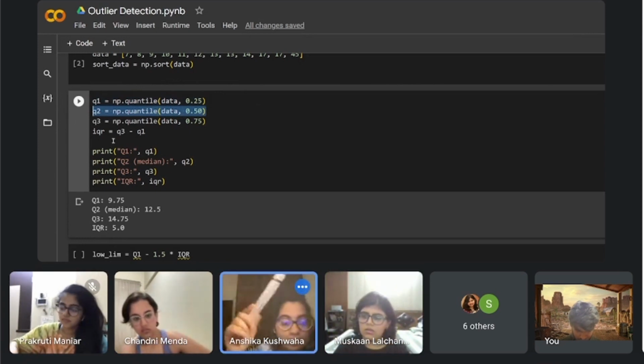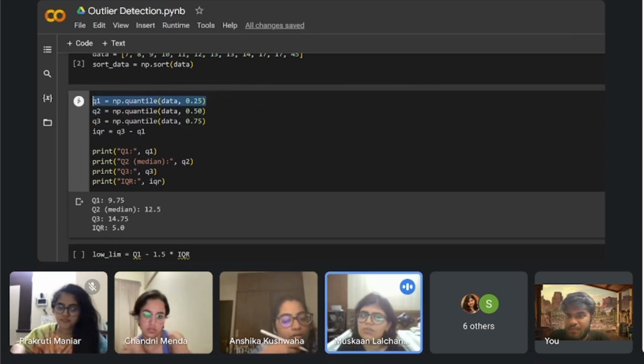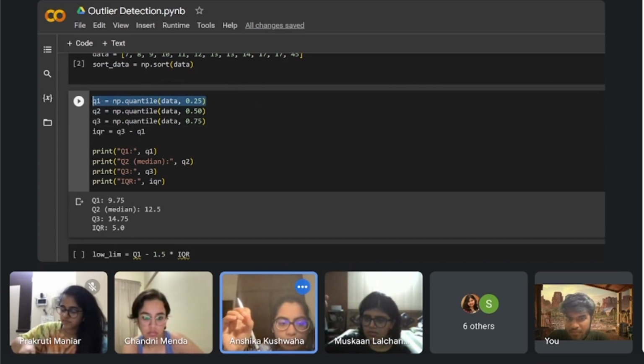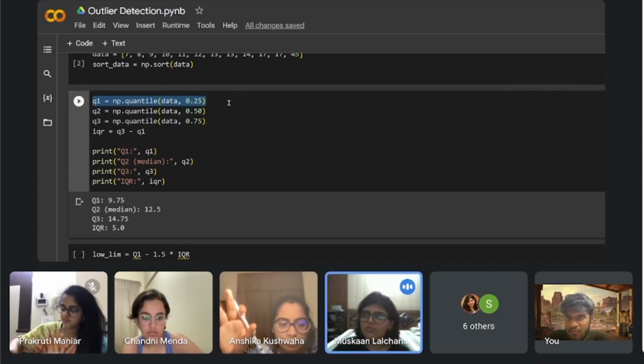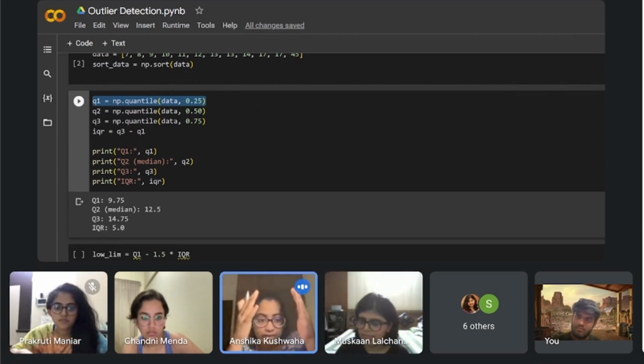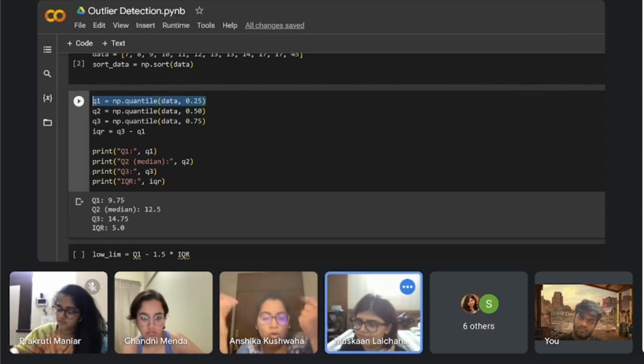So it means, take 0.25 of the data. Got it. 0.25 means the middle part of the first 25%. No, 25 is the first 25, 50 is the middle, 75 is the last part. So whenever we did this, we split it into two halves. Oh yes, we found 25. Right. Makes sense. Got it.